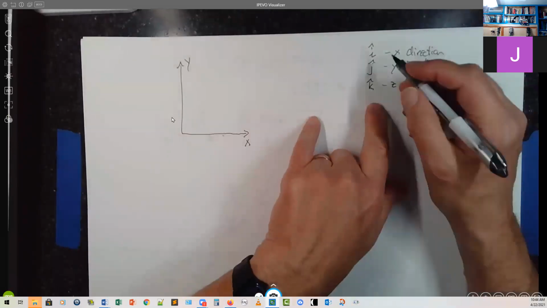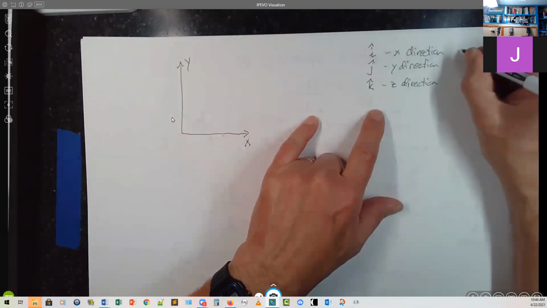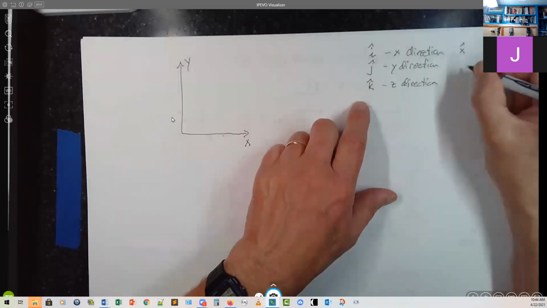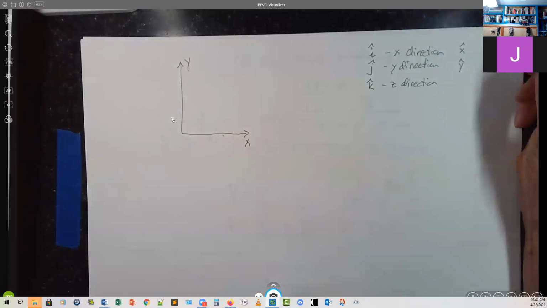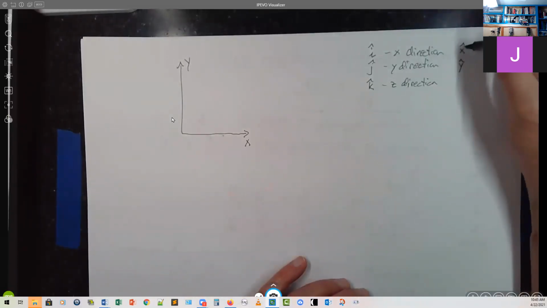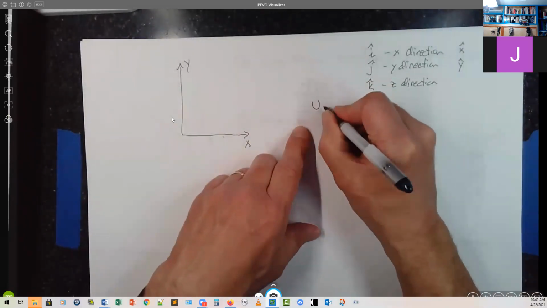But for us, instead of using i hat for a unit vector in the x direction, we're going to use x hat. And instead of using j hat for a unit vector in the y direction, we're going to use y hat. And the way that we denote something as a unit vector is that we put a hat on it instead of an arrow. So unit vectors have hats.